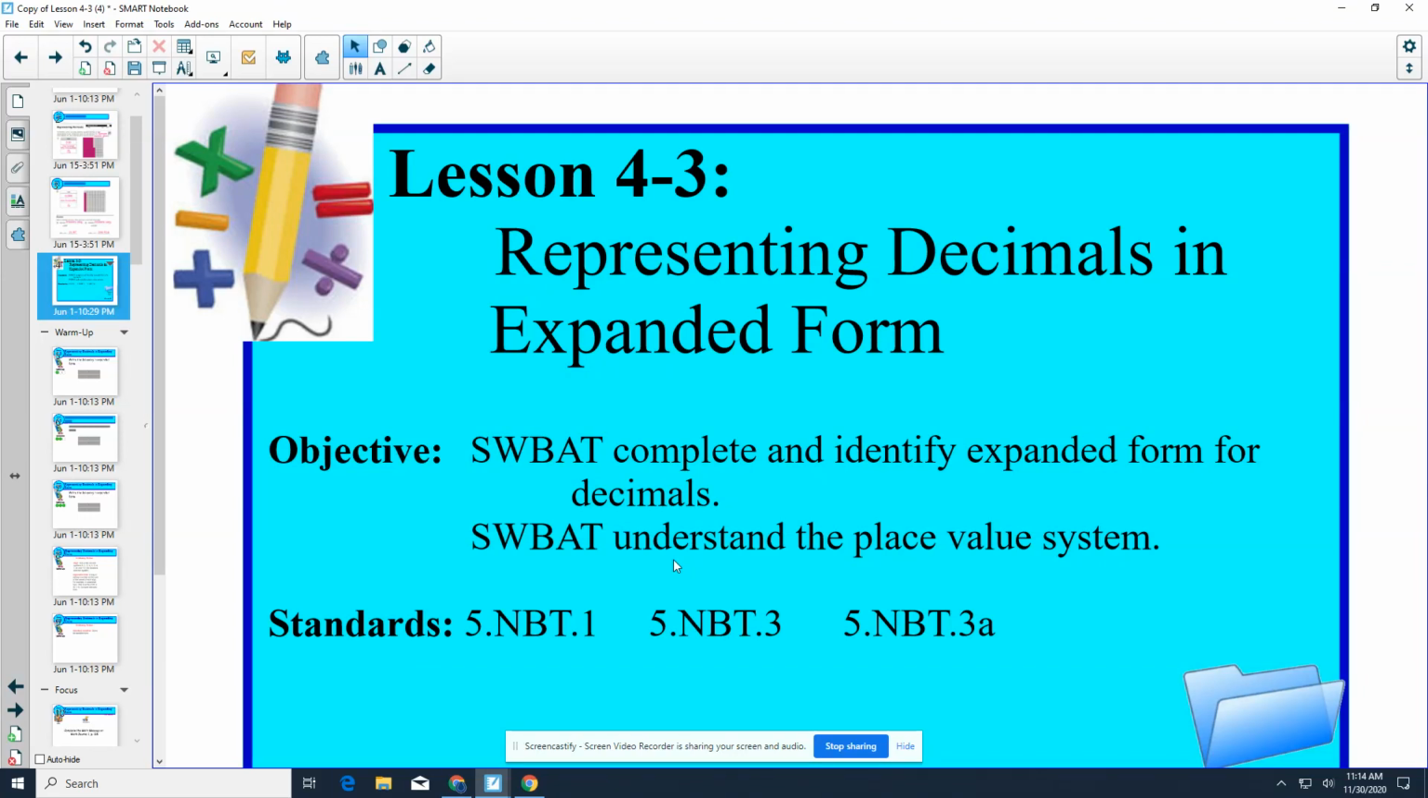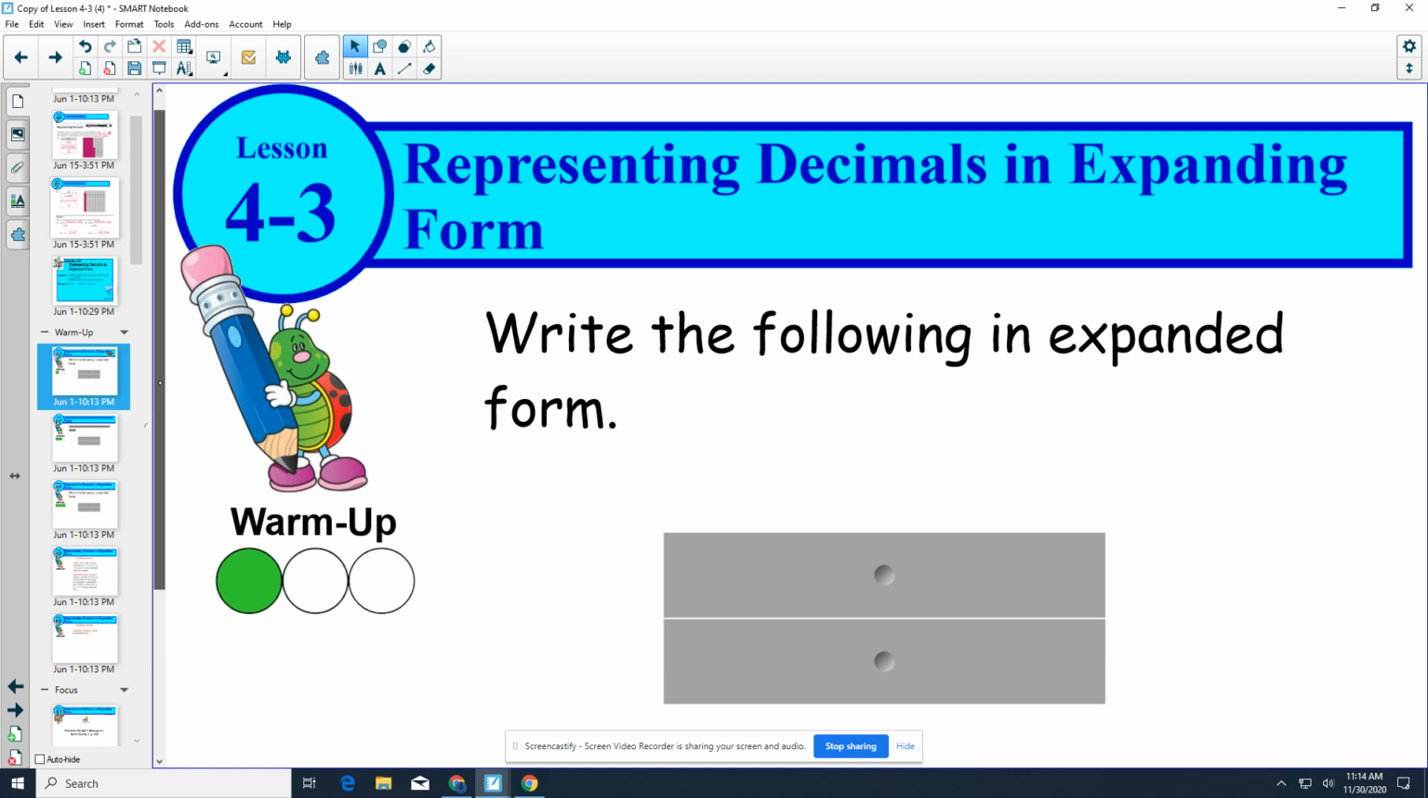Okay, so yesterday we worked on different ways that we could represent decimals. Today we're going to work with representing decimals in expanded form. That is not one of the ways that we worked on in the previous lesson, so we're going to work on that today. Our objective is to be able to complete and identify expanded form for decimals. And we want to understand the place value system as we go through our lesson.